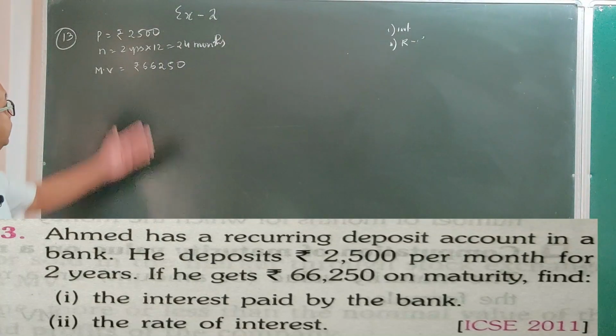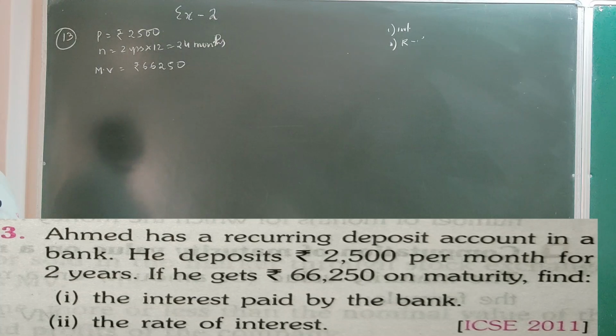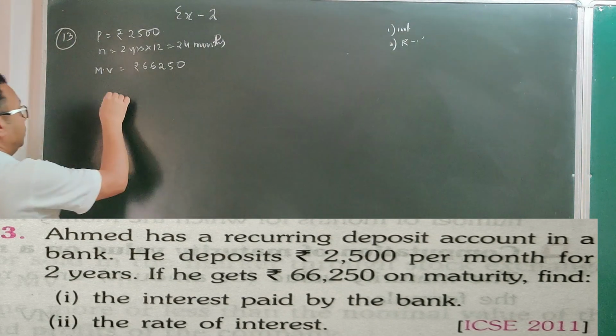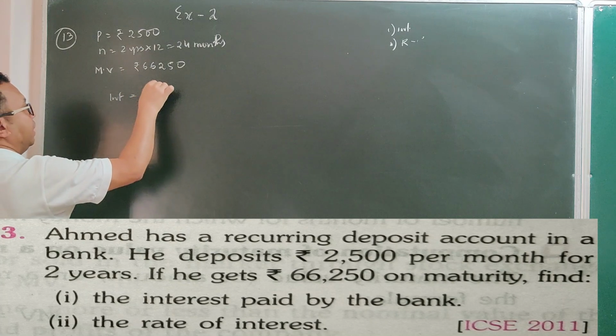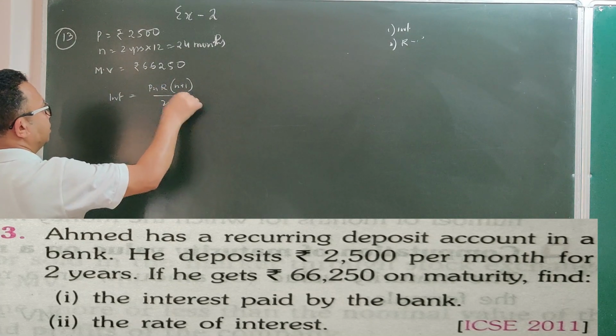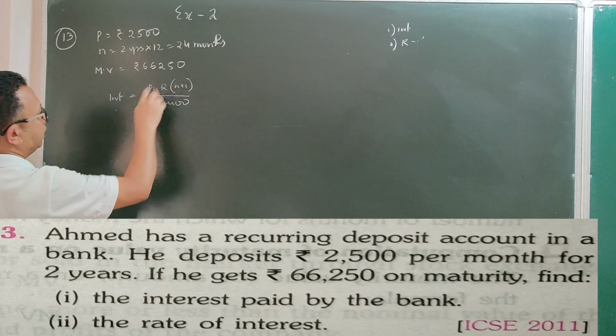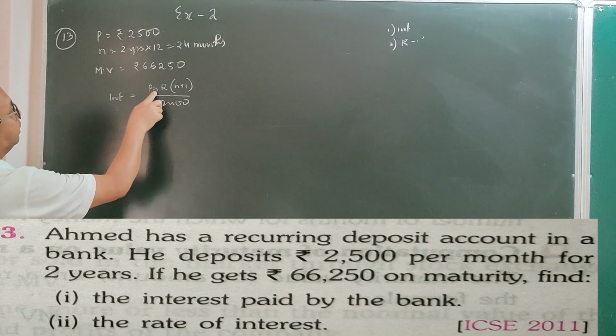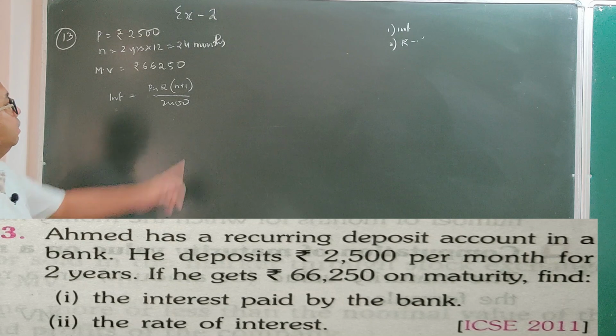So here, three things are given to you. Interest. Now, since the question is telling you to find the interest, see the problem now: interest is PNR (N plus 1) over 2400. Now, that means if you have to find interest, you should have everything now. P is there, N is 24.